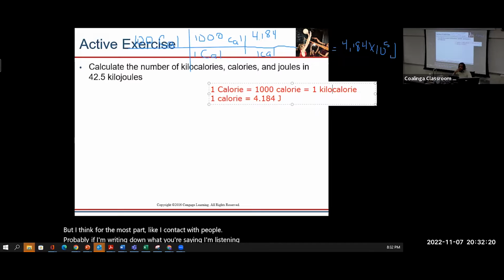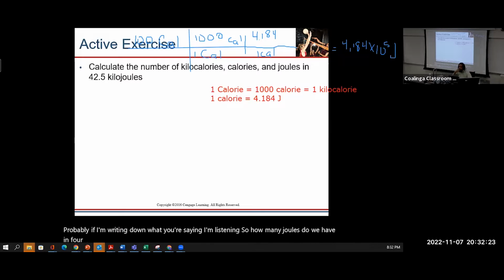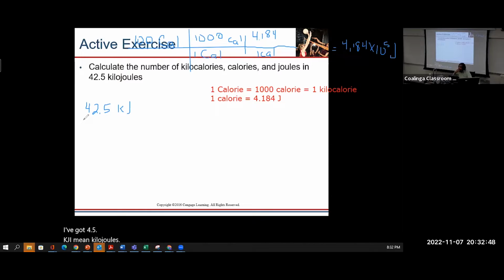Okay, so how many joules do we have in 42.5? I thought it was kcal. What are we looking for? We're looking for it all, actually. Oh, okay. 10.15, but they rounded to 10.2. We have 42.5 kJ, kilojoules. How many joules would that be? Never mind, I didn't get that. Yeah, ask for joules.